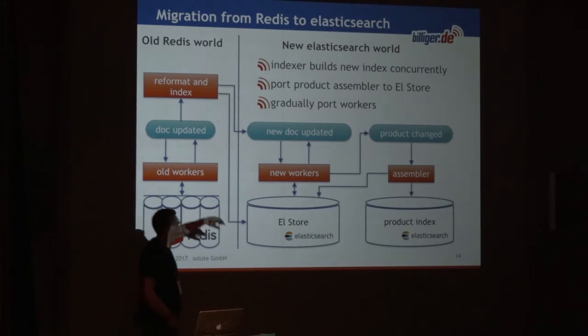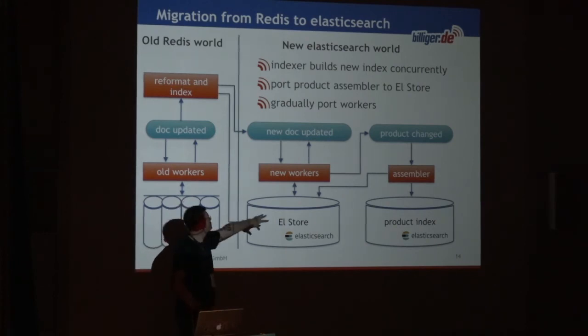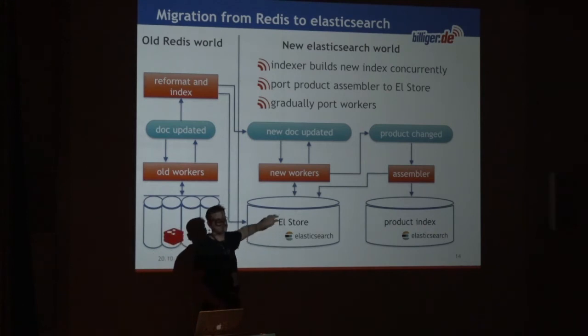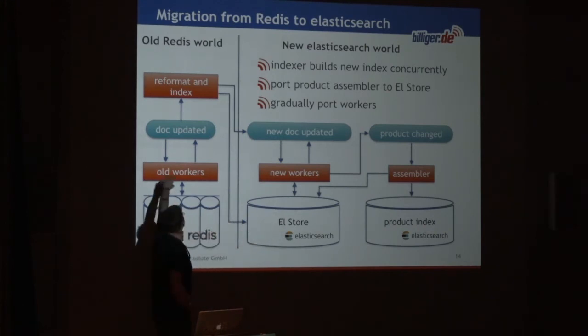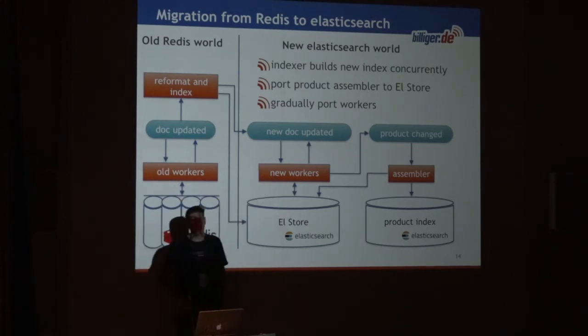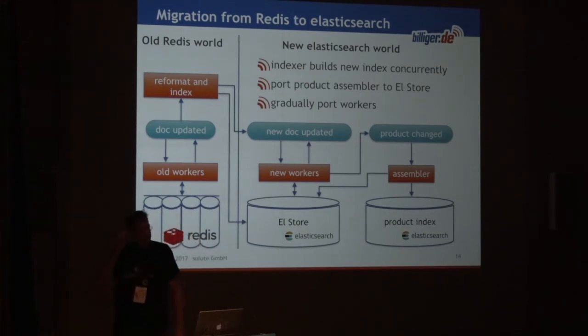So the first thing we do is we move the assembler from the old sharded Redis to the L store. Then basically all the output is already coming from here. And now we can start gradually just moving workers that had been working previously on that data store onto the new data store. That's what we are currently doing. At the moment, we basically have both running at the same time and, well, the fetcher line is actually already moved to the new store.